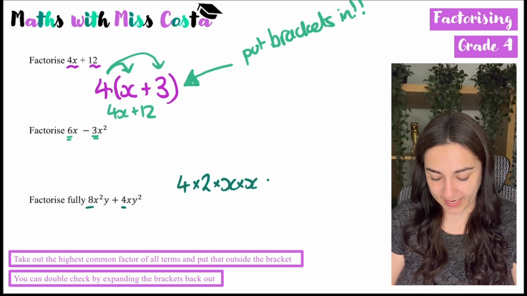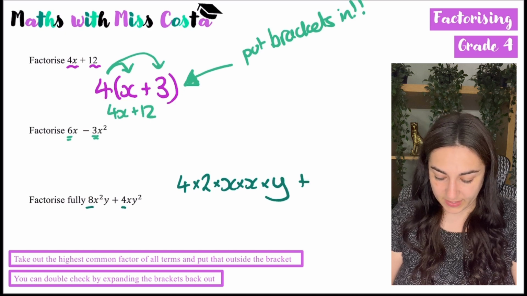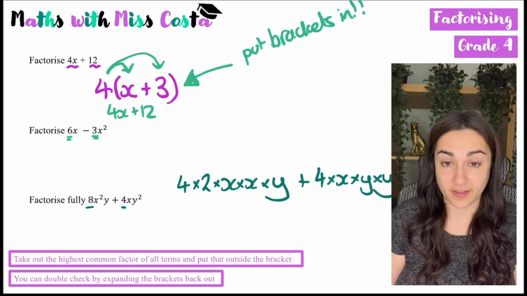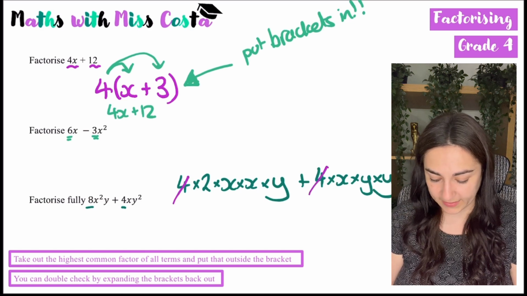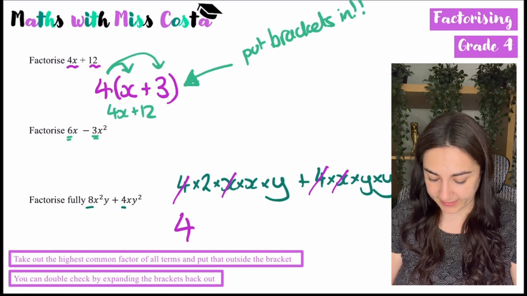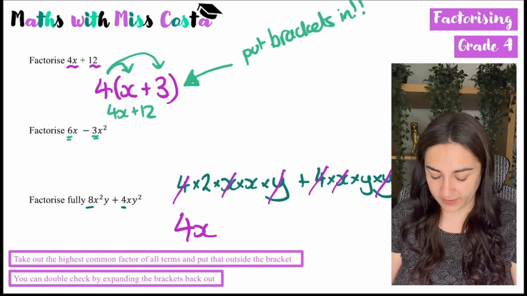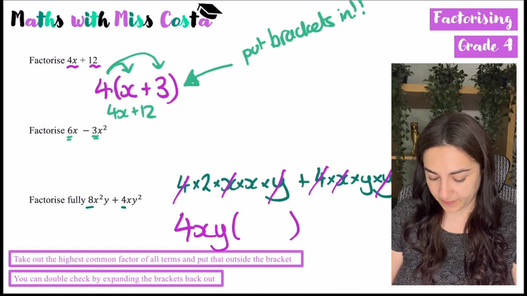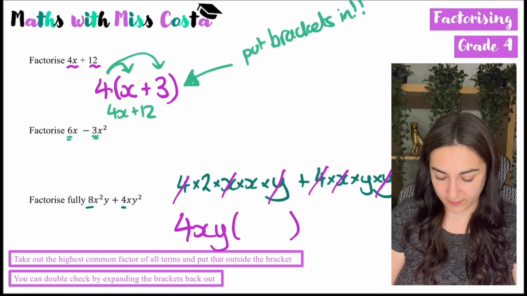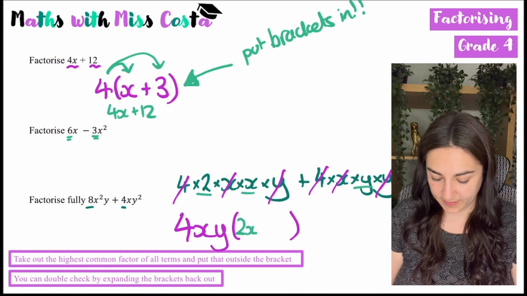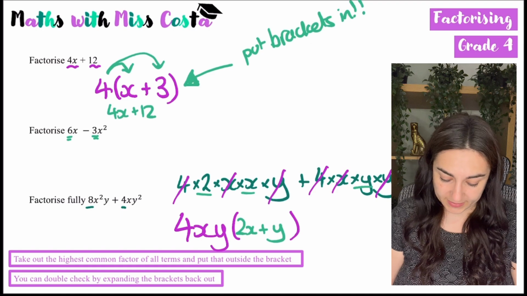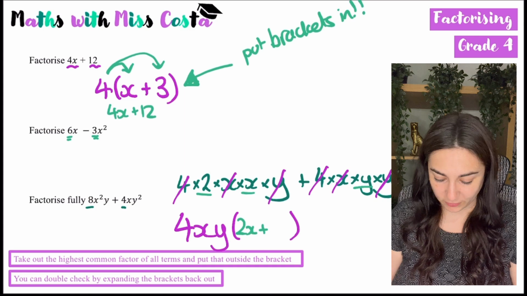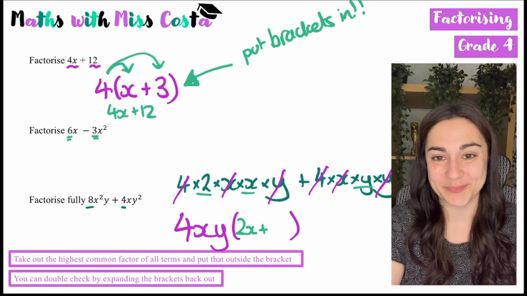X squared means x times x, and y is just by itself. And then I've got 4 times by x times by y times by y. So let's pull out the common factors. You've got 4 is the highest numerical factor. Then you've got an x in common, and then you've got a y in common. So 4xy is going to go on the outside, and then you're going to be left with, over here, 2x plus y. Double check, so 4xy times by 2x is going to give you the same thing, and my screen's gone funny, so I'm not going to do that, but that is what we do.